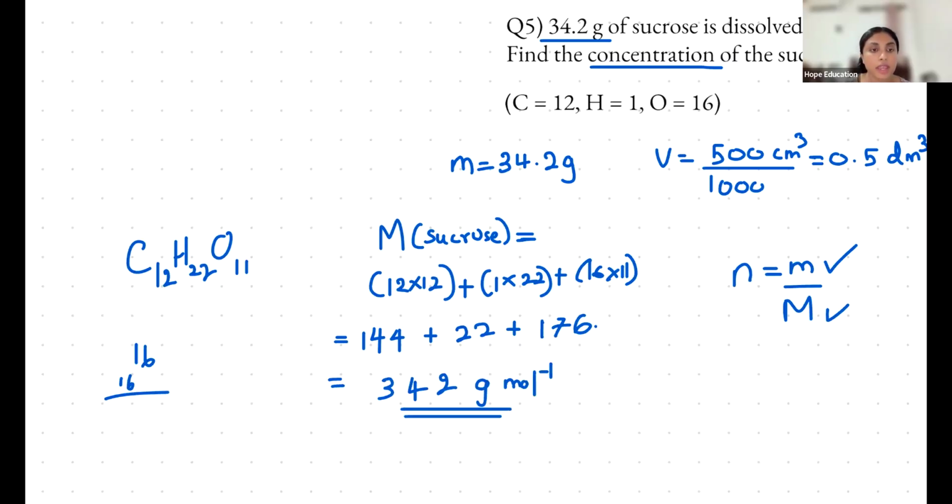12 times 12, because the mass of one carbon is 12. And how many carbons are there? There are 12 such carbons, each with mass 12. That's why 12 multiplied by 12. Okay, Cindy?